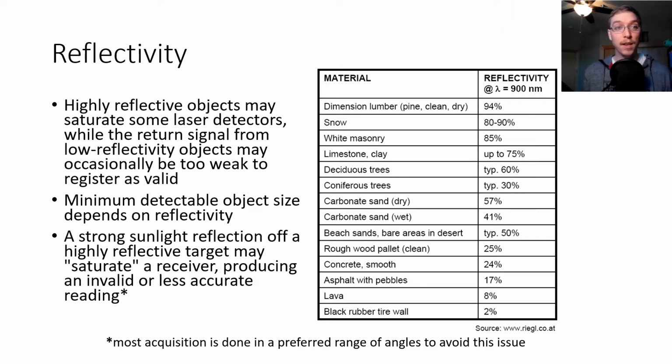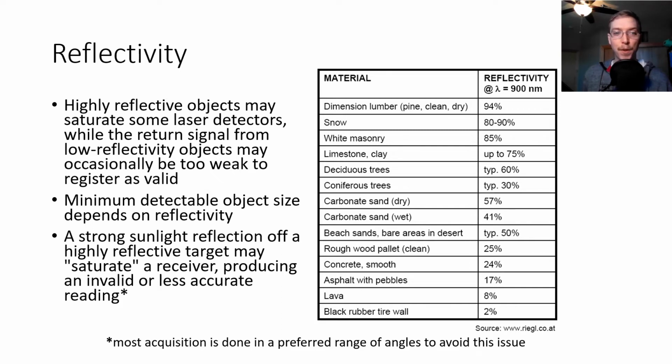It depends on reflectivity. Highly reflective objects may saturate some laser detectors, while the return signal from low reflectivity objects may occasionally be too weak to be registered as valid. Think of albedo, right? We should have learned the term albedo, the reflectivity of a surface. Snow, highly reflective. Deciduous trees, moderately reflective, about 60% reflectivity at a wavelength of about 900 nanometers. Beach sands, 50% reflectivity. Concrete, 24%. Lava, 8%. Black rubber tire walls, 2%. So this is how reflective that surface is. If you have lava or a black rubber tire wall, these things might be absorbing your laser, whereas snow might be reflecting it a little too well.